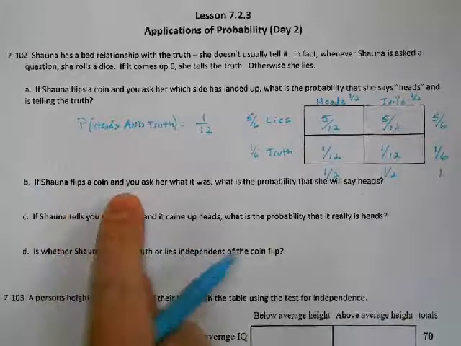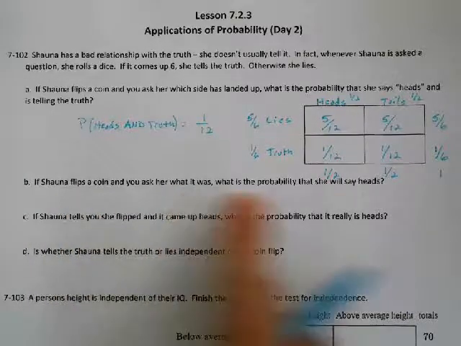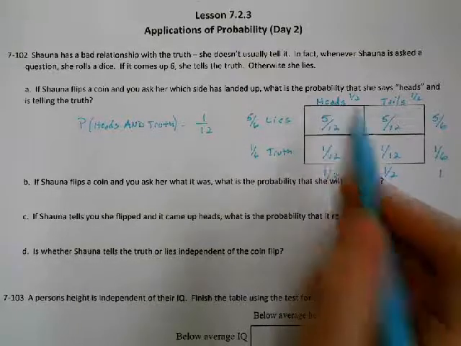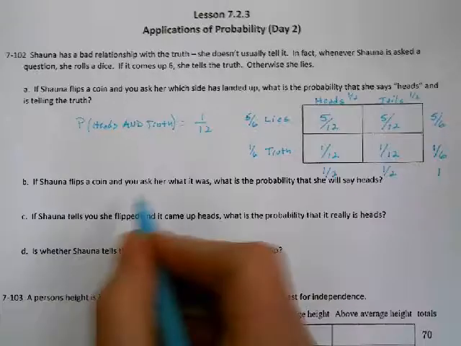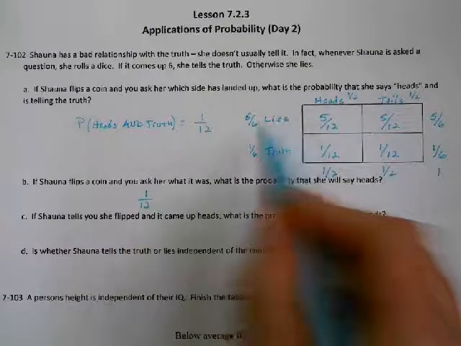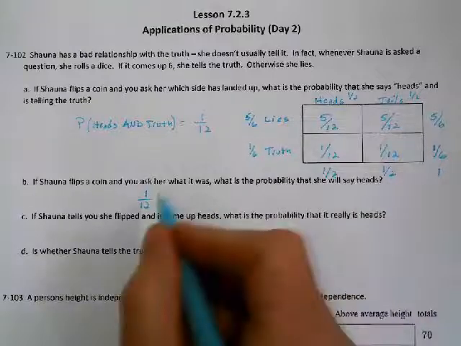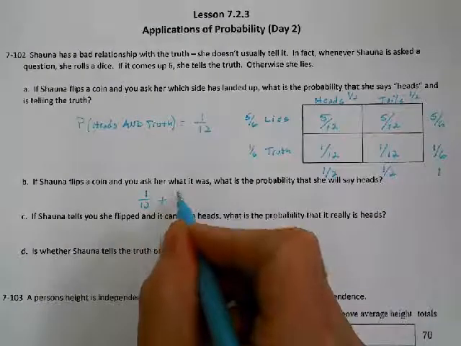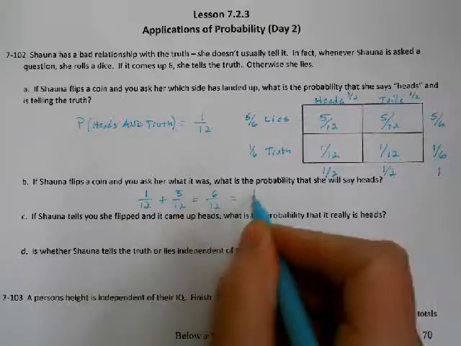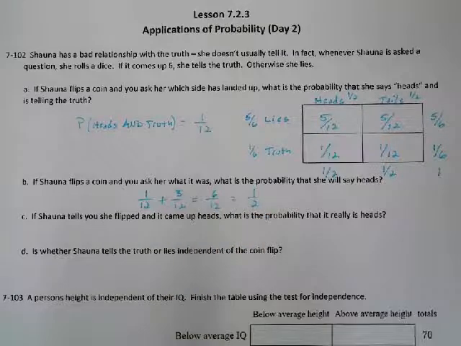If Shauna flips a coin and you ask her what it was, what's the probability that she's going to say heads? Well, she's going to say heads in 2 situations. She's going to flip it, it's going to be heads, and it'll be the truth. That's 1/12 of the time. But also, if she flips tails, she could lie and say she has heads instead. So 1/12 plus 5/12, that's 6/12. So half the time, she's going to say that it's heads. Now, she's going to be lying a lot of that time, but half the time, she'll say heads.